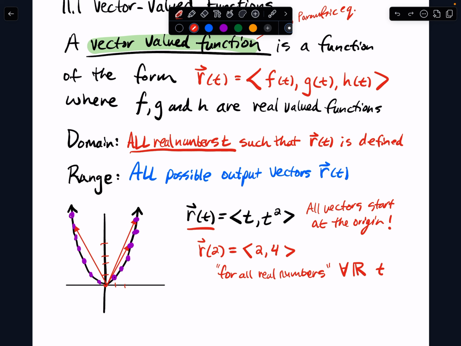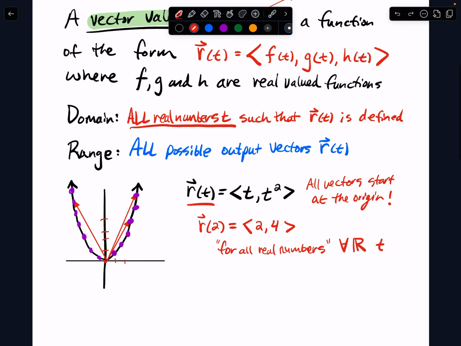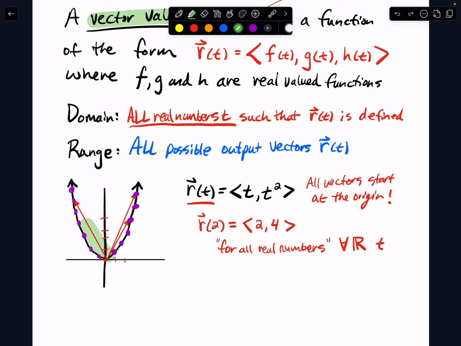All right, so not a real valued function, but a vector valued function. Okay, domain, all real numbers t such that r of t is defined. So we plug it in, it's defined. r of t is that vector valued function. And the range are all the output vectors r of t. Okay, and then we don't plot those red vectors. We plot the terminal points, those little purple dots that are on your curve there. All right, so let's take an example, okay?